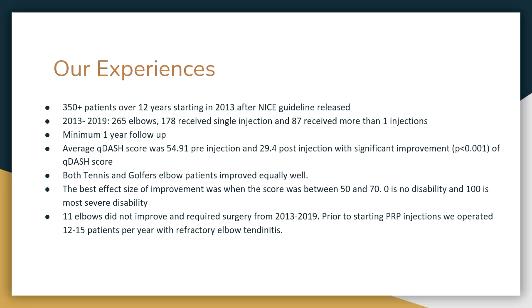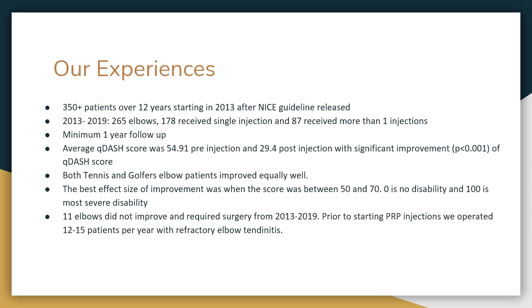There was a minimum of 1 year follow up. The average quick dash score was 54.9 pre-injection and 29.4 post-injection, with significant improvement on the score. Both tennis and golfers elbow patients improved equally well. The best effect size of improvement was when the initial score was between 50 and 70.